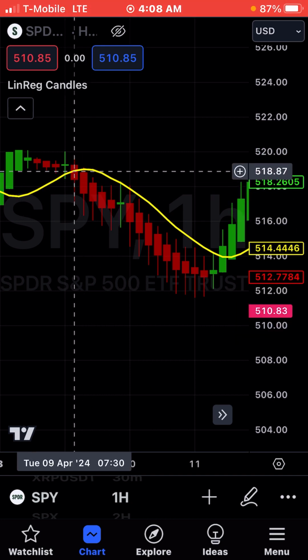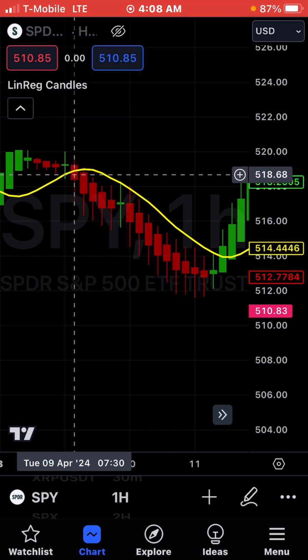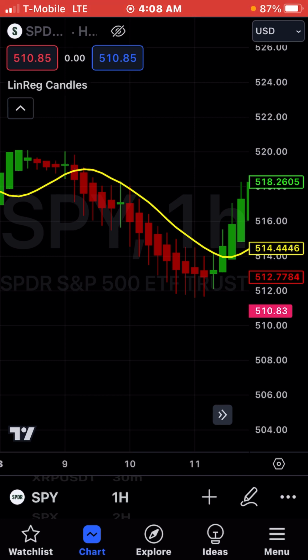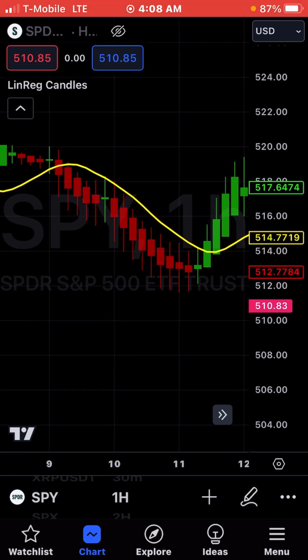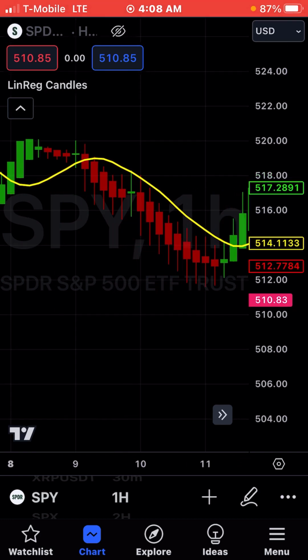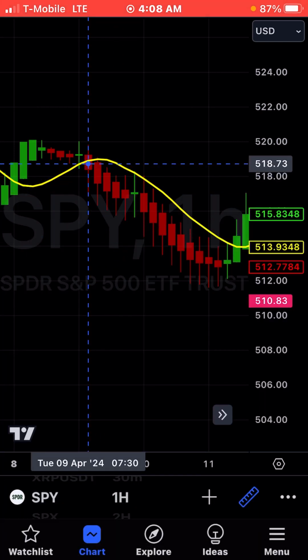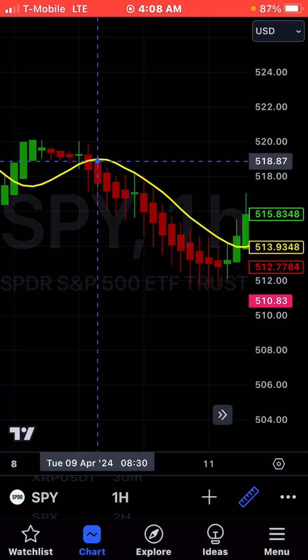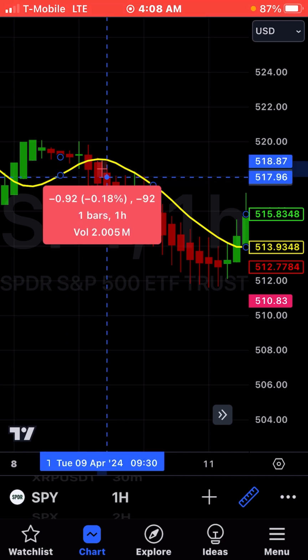Right here we see a red candle going through the linear line. Now for the best results, I do this on the hour. So all you've got to do when you're trading is look for the linear line crossing through the candle. That's what you've got to look for. So right here, we see the linear line going through the candle. The next one is right here. So this is when you enter, and you ride it out.